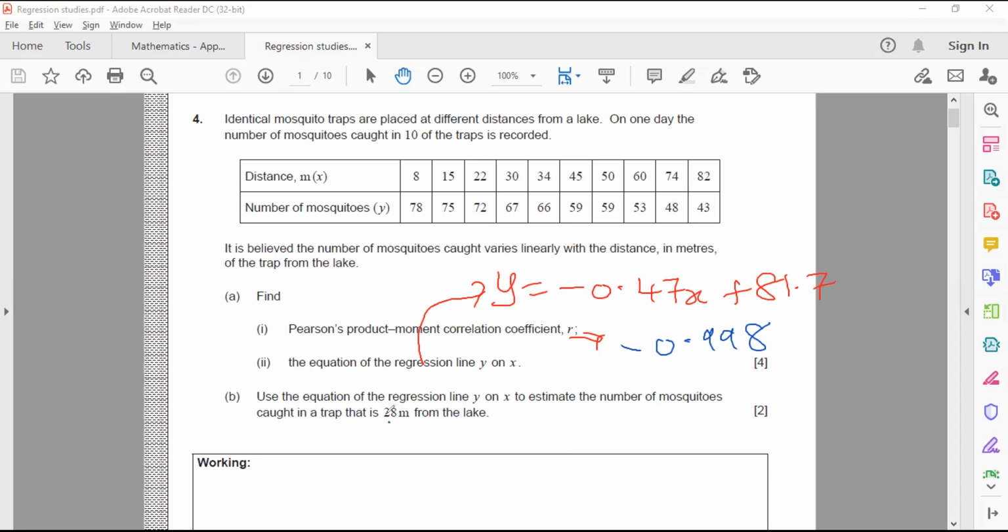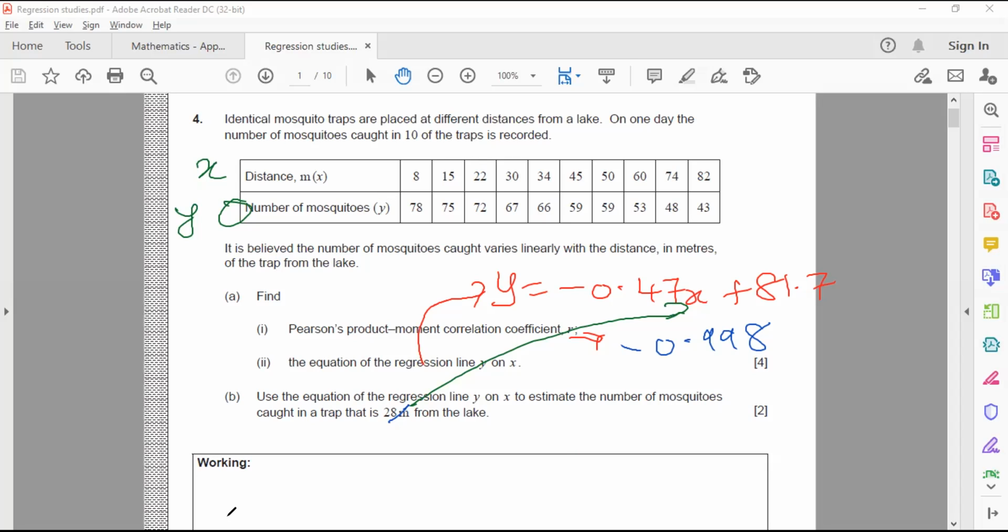Oh, sorry, I'm muted. I was talking only. Okay, see, this is the regression line, that is y is equal to minus 0.47x plus 81.7, and the Pearson product moment correlation coefficient is minus 0.998. Okay, and use the equation of the regression line y on x to estimate the number of mosquitoes caught in a trap that is 28 meters. So the number of mosquitoes is your y and this is your x.